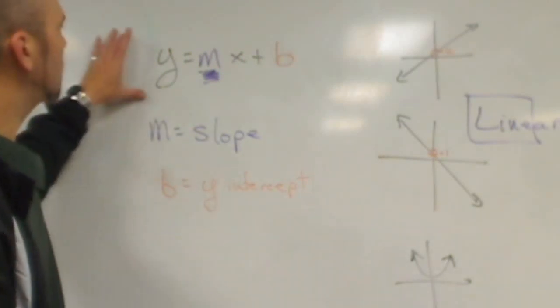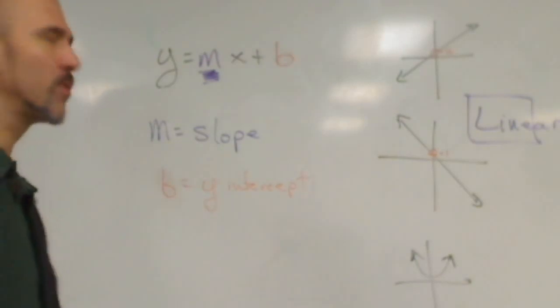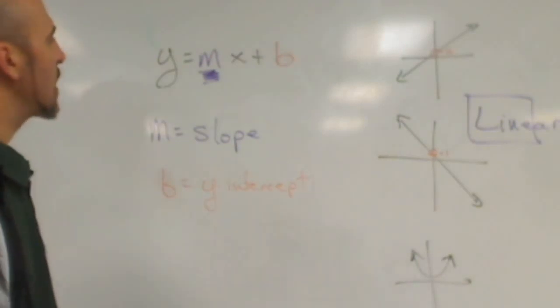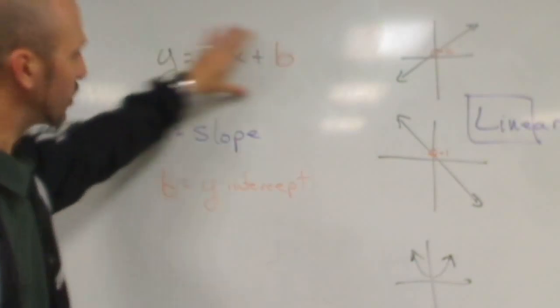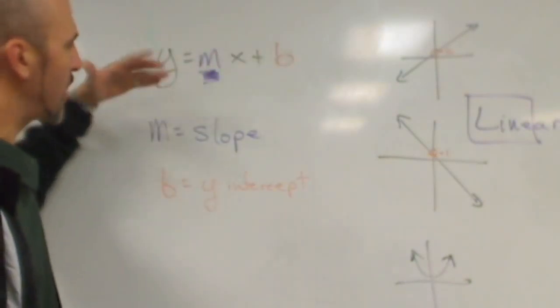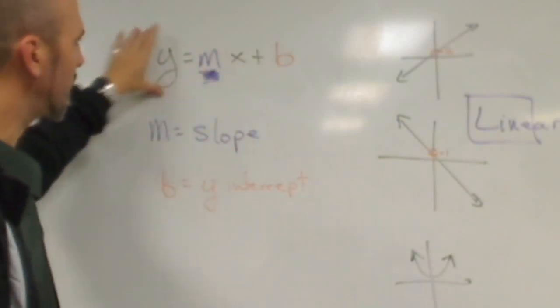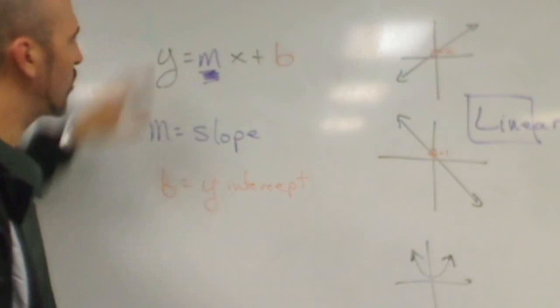Linear equations look like this. They're in y equals mx plus b form. You also hear it called slope form of a line, but the bottom line is this is how you write a linear equation. Y is your output. When you have a table, that's what comes out of the table. X is what you put in, Y is what you get out. So X is your input, Y is your output.